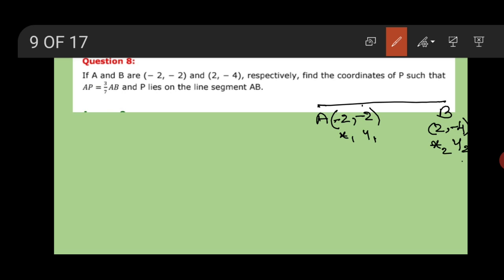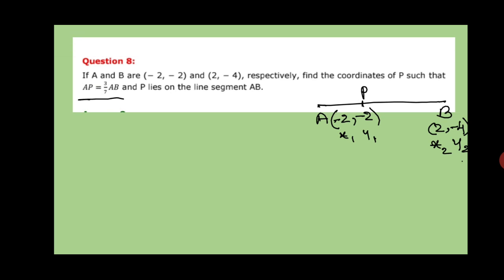Now P is a point on the line segment such that AP is equal to 3 by 7 AB. So AB is divided equally into 7 parts. AB is divided into equal 7 parts. Among the 7 parts, AP is what? 3 only. In the numerator, 3 is here. Therefore, AP is equal to 3. So what is BP? Out of 7, AP is 3. So what is BP? Yes, exactly, it is 4.